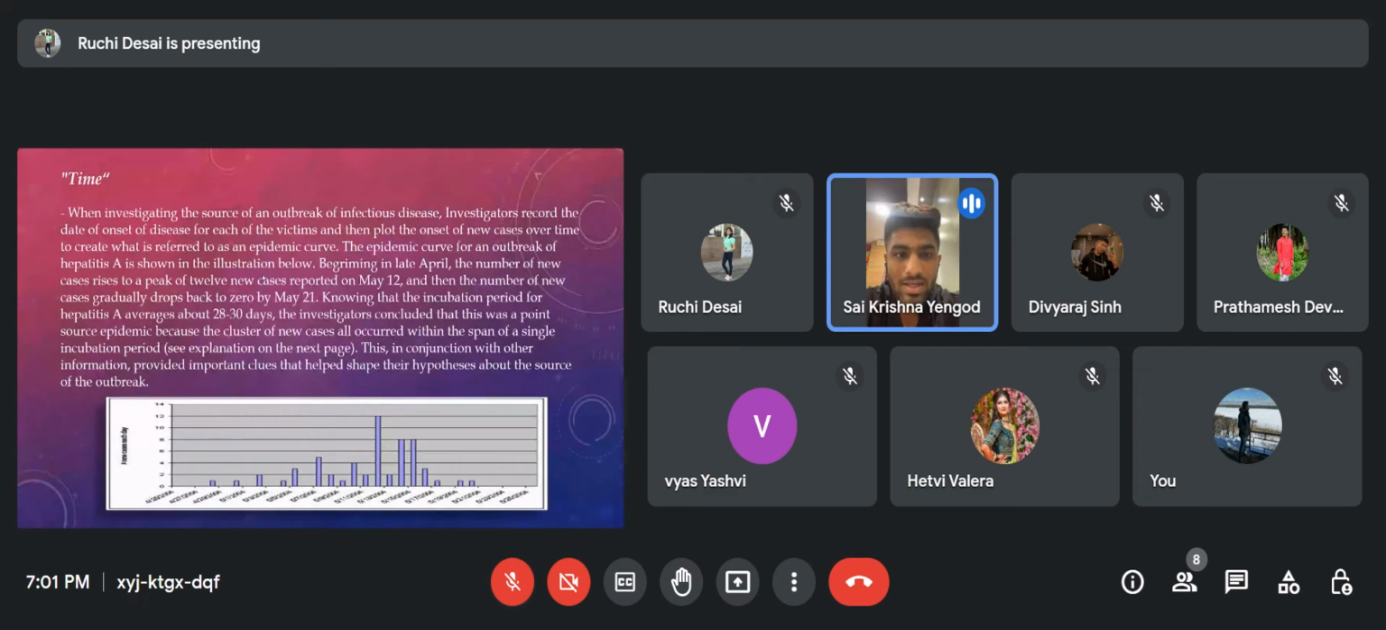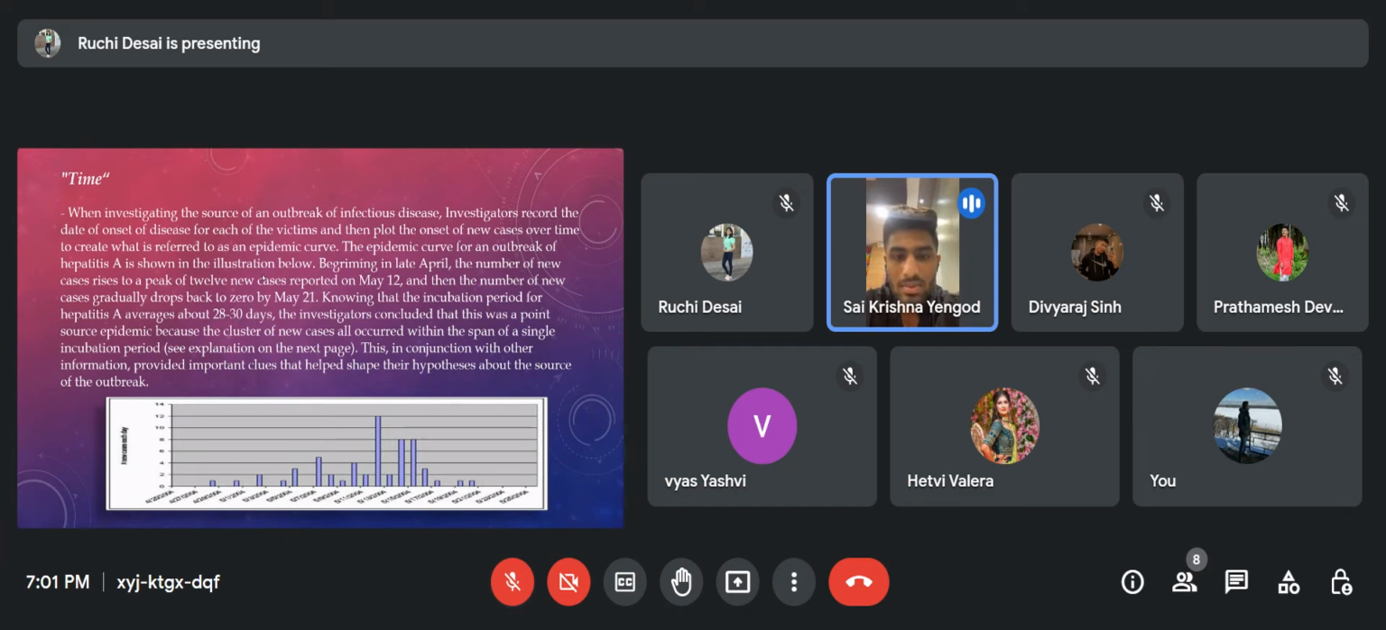Beginning in late April, the number of new cases rises to a peak of 12 new cases reported on May 12th, and the number of new cases gradually dropped back to zero by May 20th. Knowing that the incubation period for hepatitis A averages about 28 to 30 days, investigators concluded this was a point source epidemic because a cluster of new cases all occurred within the span of a single incubation period.